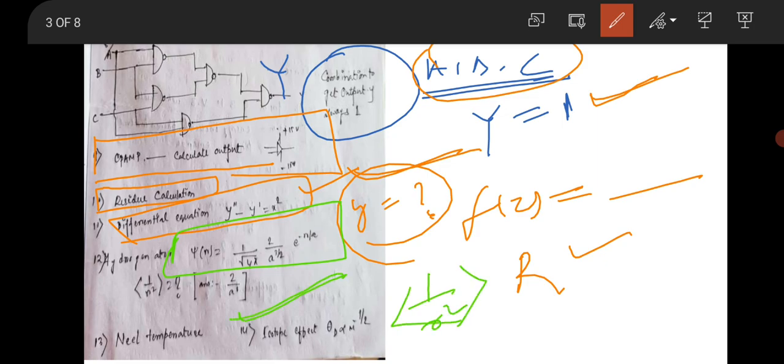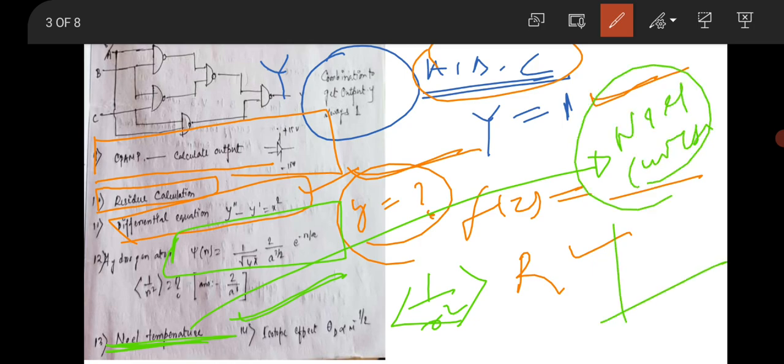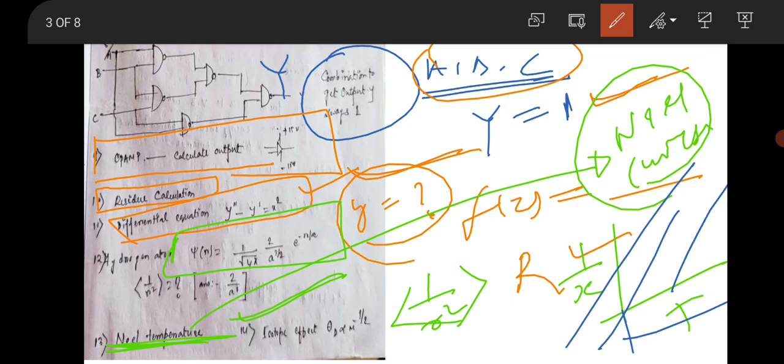Then a Neel temperature question was there. This question is highly expected this time also. Neel temperature and Curie temperature question, and the 1 by susceptibility versus temperature graph for paramagnetic material, diamagnetic material, antiferromagnetic material, and ferromagnetic material. So this graph on Neel temperature and Curie temperature is highly expected this time.